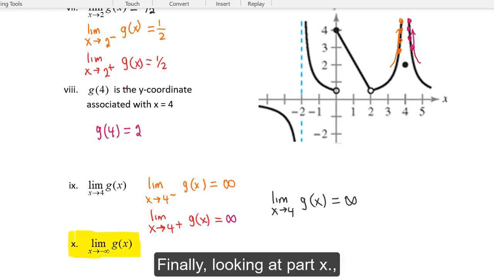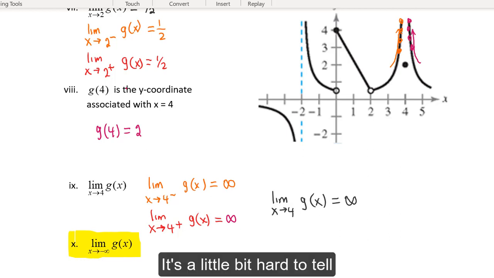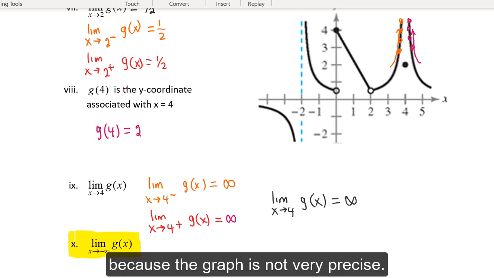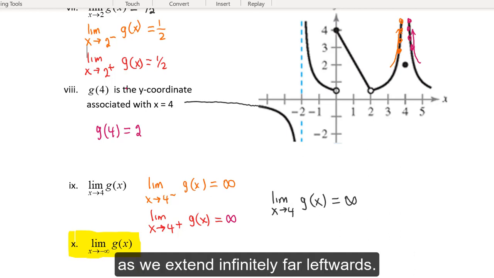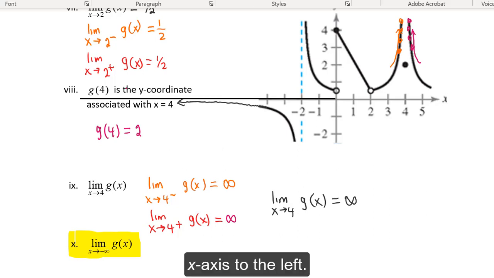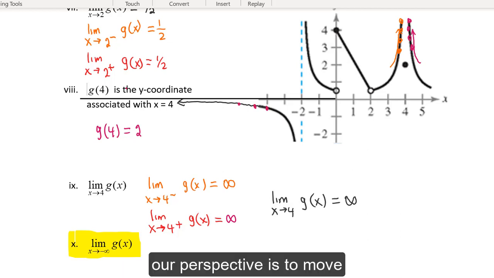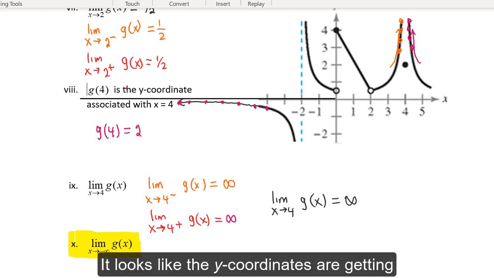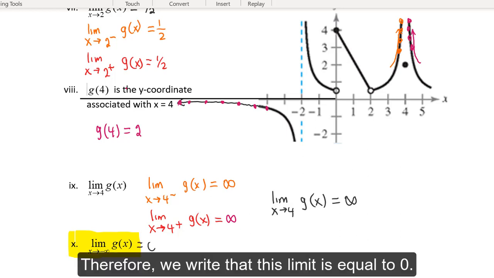Finally, looking at part 10, the limit as x approaches negative infinity of g of x. It's a little bit hard to tell because the graph is not very precise. But let's assume that the graph looks like this as we extend infinitely far leftwards. And let's assume that we can see more of the x-axis to the left. As x approaches negative infinity, our perspective is to move infinitely far leftwards and analyze the y-coordinates. It looks like the y-coordinates are getting closer and closer to 0. Therefore, we write that this limit is equal to 0.